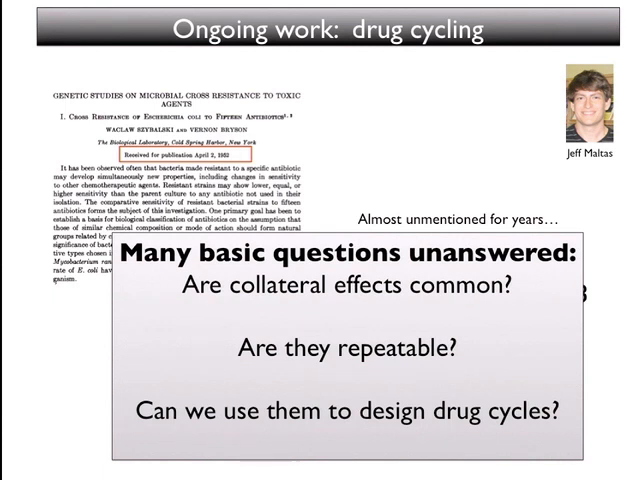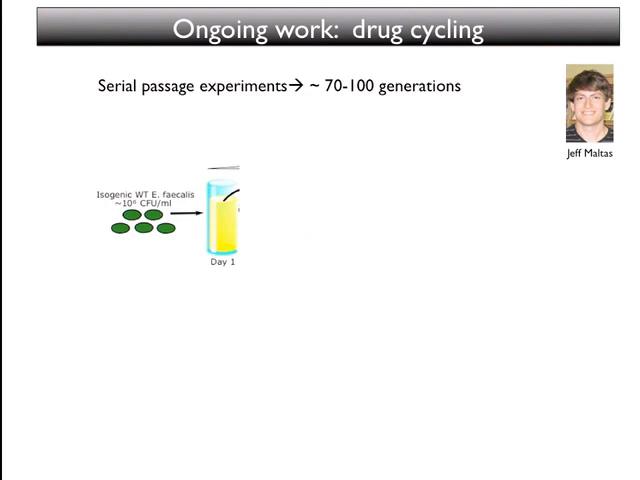Are these collateral effects common if we evolve to particular antibiotics? Are they repeatable? Can we use them to design drug cycles? Is the evolution and the genetics so complex that we essentially have no prayer? Right? This is the question we're trying to grapple with. So we did a lot of experiments. This is work from Jeff. He's a PhD student in biophysics in my group.